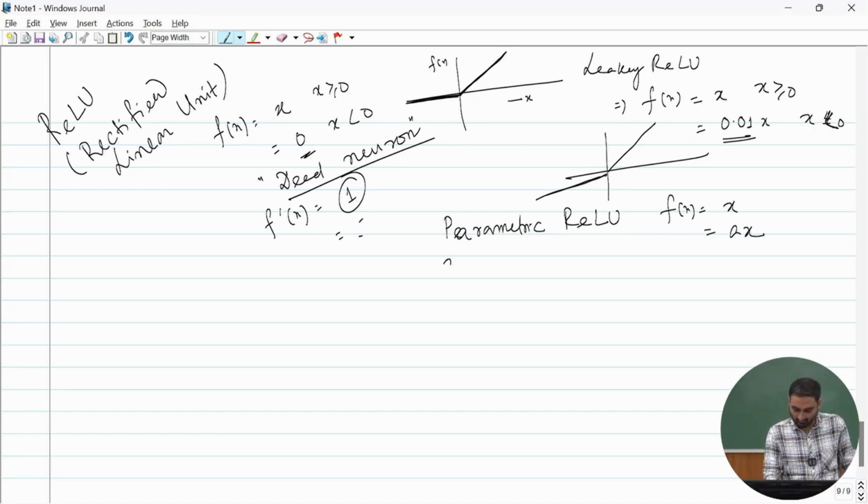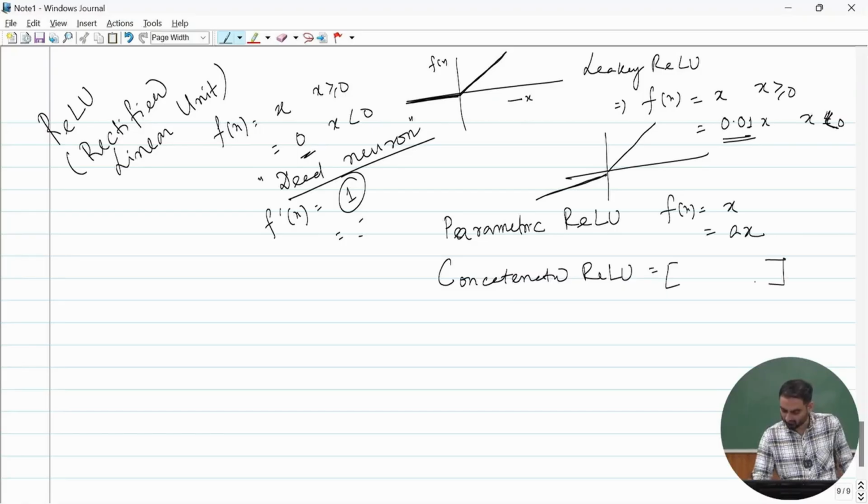So another variation of ReLU is proposed, which is called concatenated ReLU. Now here it will produce a vector of size 2. Okay, the first component of the vector is ReLU x, the second component is ReLU minus x, right? So ReLU minus x will essentially capture, if the pre-activation value is negative, it will be positive, right?